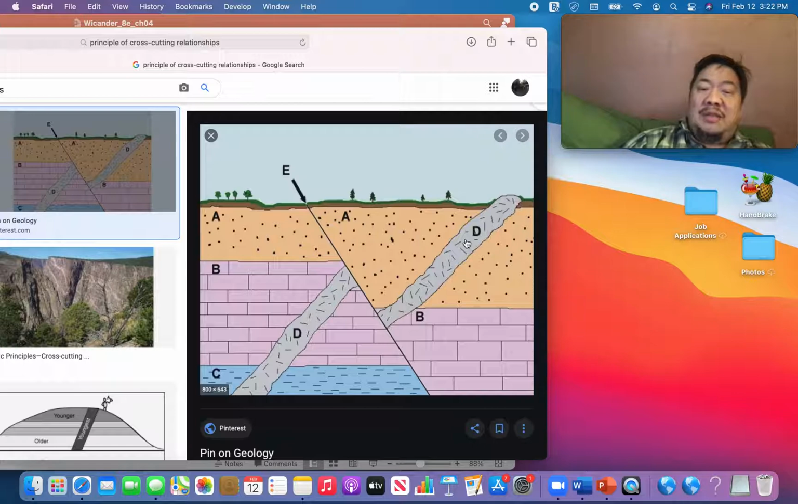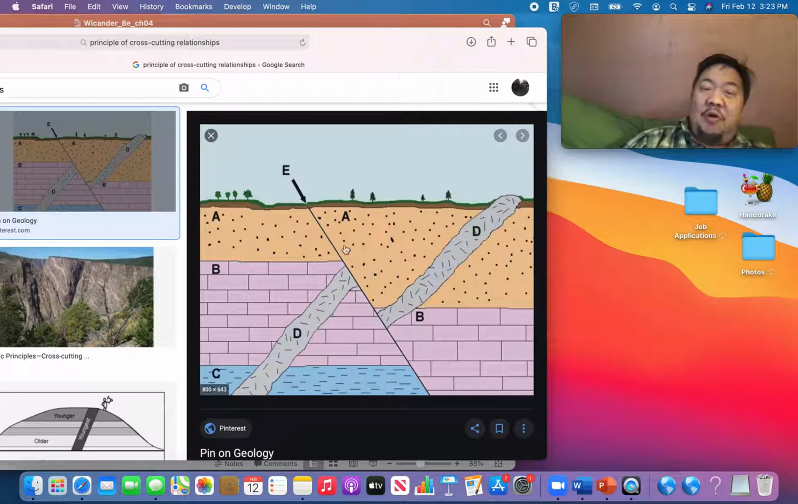What is intrusion D, or if you prefer, is dike D older or younger than beds A, B, and C? Dike D must be younger than beds C, B, and A, because it cuts across beds C, B, and A. This feature here, they mark with the letter E, is a fault. And so with a fault, you get everything on this side of the fault moved down this way, and everything on this side moved up this way.